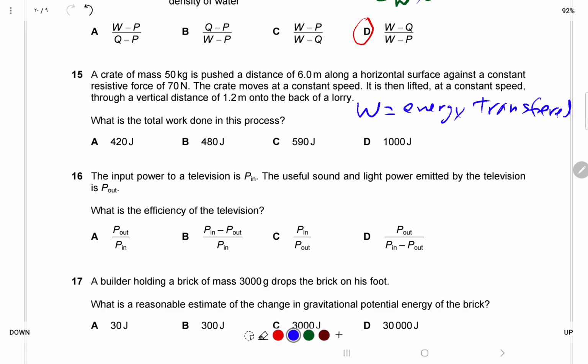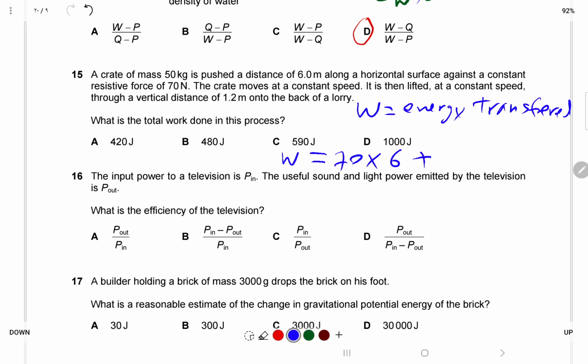So initially we have work done against resistive forces. So we can say W is equal to force times distance, the force is 70 times distance 6 meters, plus another type of energy is transferred, which is the object can gain gravitational potential energy, which is mgh.